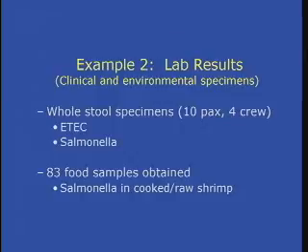Example 2, laboratory results, clinical and environmental specimens. For this particular outbreak, both whole stool specimens, approximately 10 from passengers and 4 from crew, were collected, and about 83 food samples were collected as well. In the whole stool specimens, enterotoxigenic E. coli was identified as a causal pathogen, as well as Salmonella. Also, in the food samples, Salmonella was also identified in both cooked and raw shrimp, indicating a foodborne outbreak.